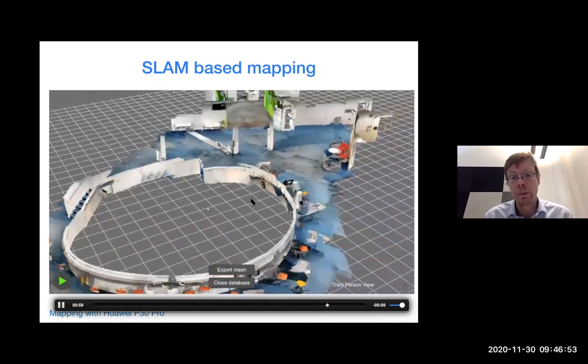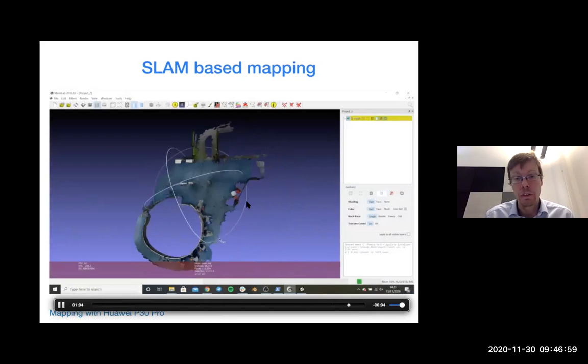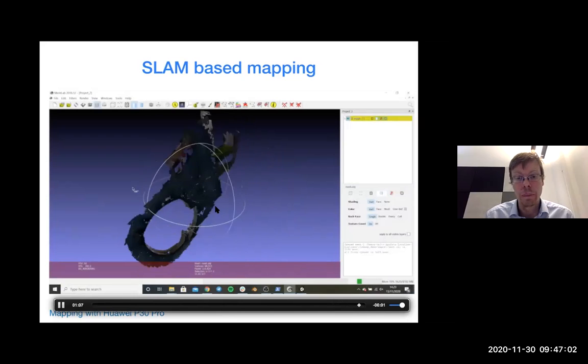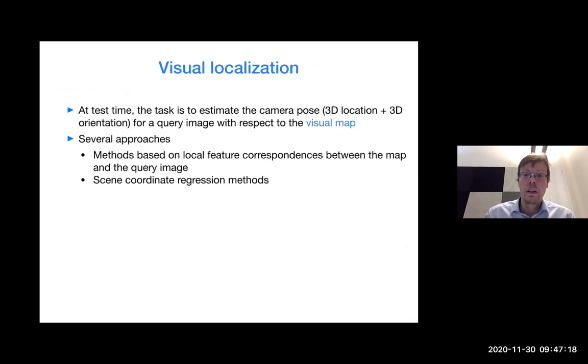So if we later come to the same environment with a camera and we take a photograph, we can localize this photograph based on the map. For example, we can obtain feature correspondences between the new image and the map and use them to solve the pose. So the problem in visual localization is to estimate the camera pose for a query image with respect to the visual map. And this needs to be done at test time very quickly.